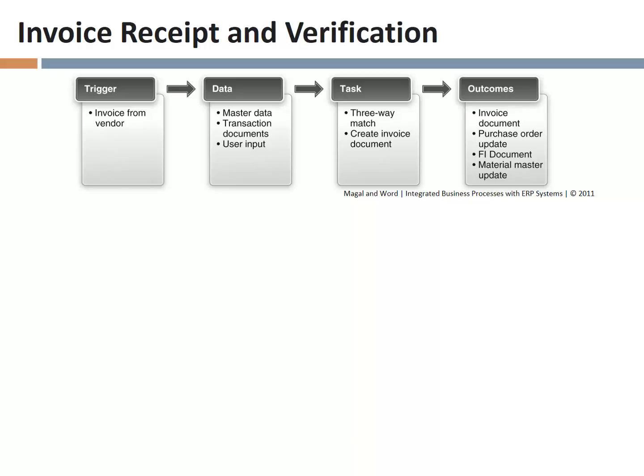So the trigger for invoice receipt is I open up my mail or open up my inbox or whatever have you, and lo and behold, there's an invoice from a vendor in there, okay? So my task now is going to be to validate that this invoice should be paid. And I'm going to do that by way of a three-way match. And so let's talk about that for a second.